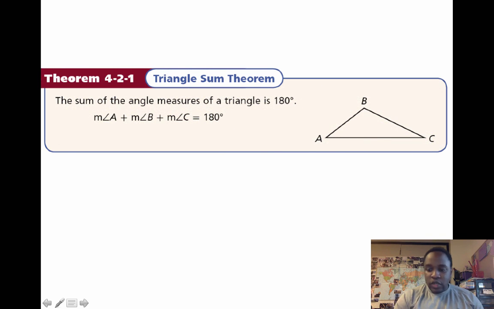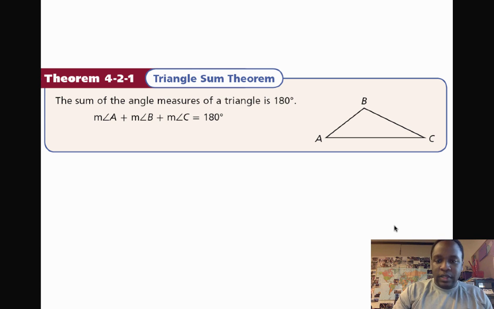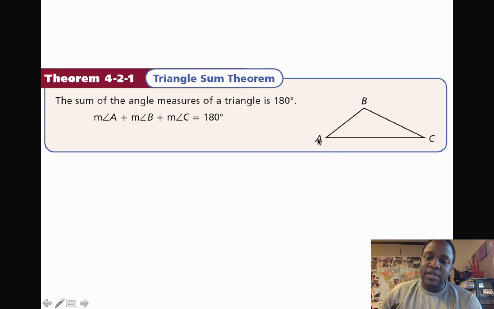All right, the first one is the triangle sum theorem. That basically is saying that all the angles in a triangle will add up to 180 degrees. So the sum of the angle measures of a triangle is 180 degrees. So the measure of angle A plus the measure of angle B plus the measure of angle C equals 180 degrees. So all triangles, no matter if they're acute, obtuse, right, or equiangular, all the angles added up together are going to equal 180 degrees.